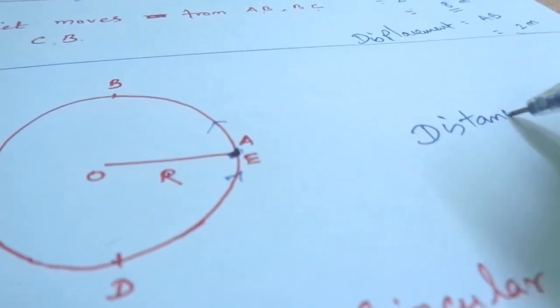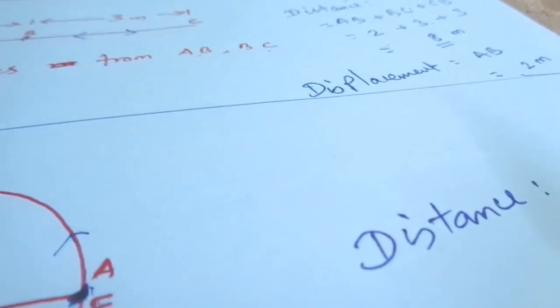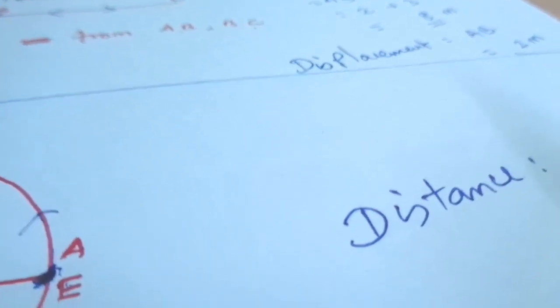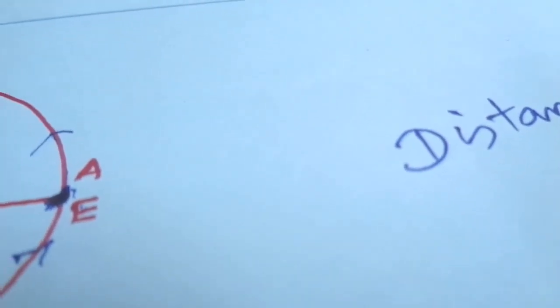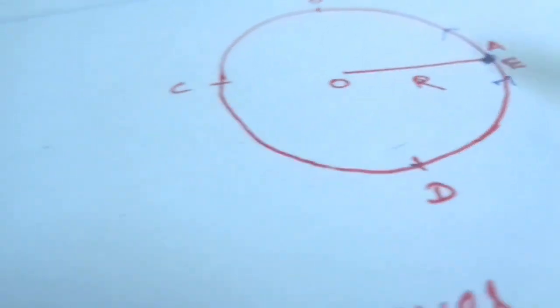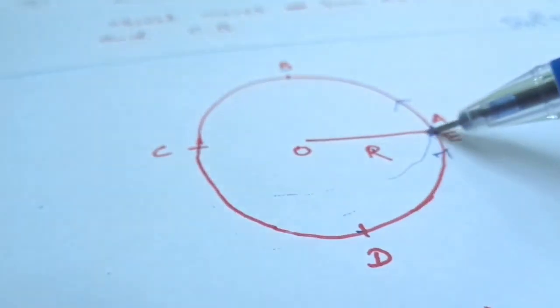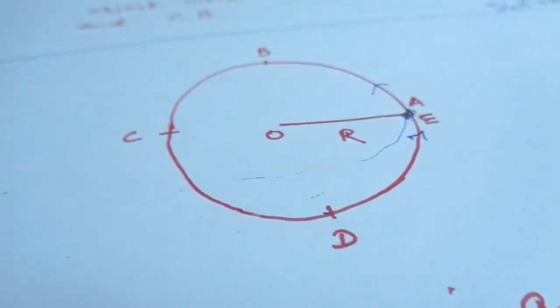Here you find the distance. Distance means what? Total distance, total path covered by the object. What's the total path covered by the object here? Starting here, this is the ending point. Again, this is the total path.